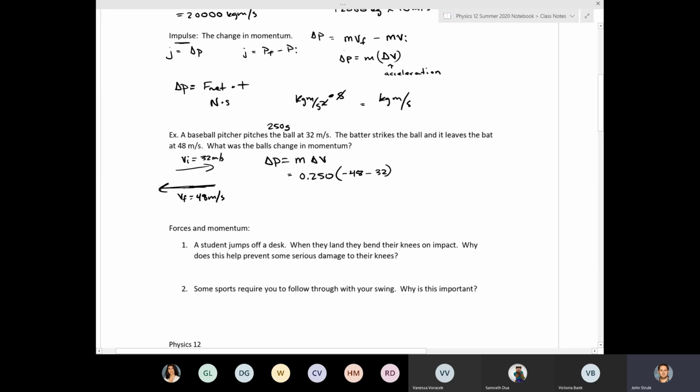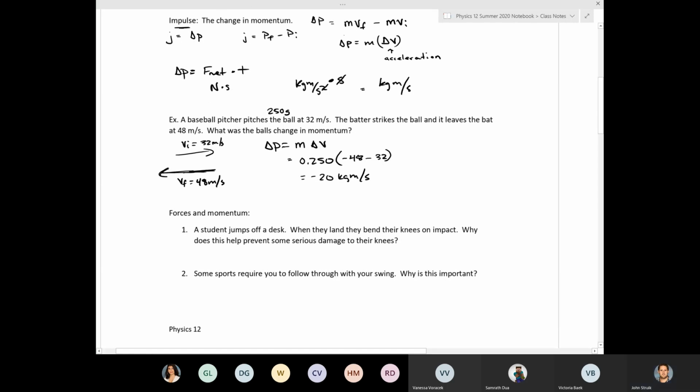So negative 48 minus 32 times 0.25 is negative 20 kilograms meters per second. I'm going to use kilogram meters per second because I'm doing mass times velocity. If I was doing net force times time, I would probably use Newton seconds. But again, it doesn't matter. They're the same thing.